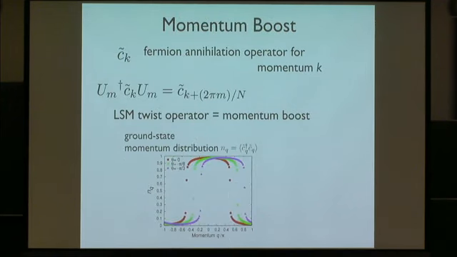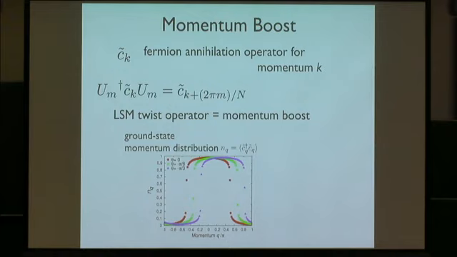Okay, so if you apply this large gauge transformation to the fermion annihilation operator with particular momentum k, so C tilde k is a fermion annihilation operator with momentum k, then this can be easily shown to be just another fermion annihilation operator with shifted momentum. So basically this twist operator, or large gauge transformation, just shifts the momentum of fermions.